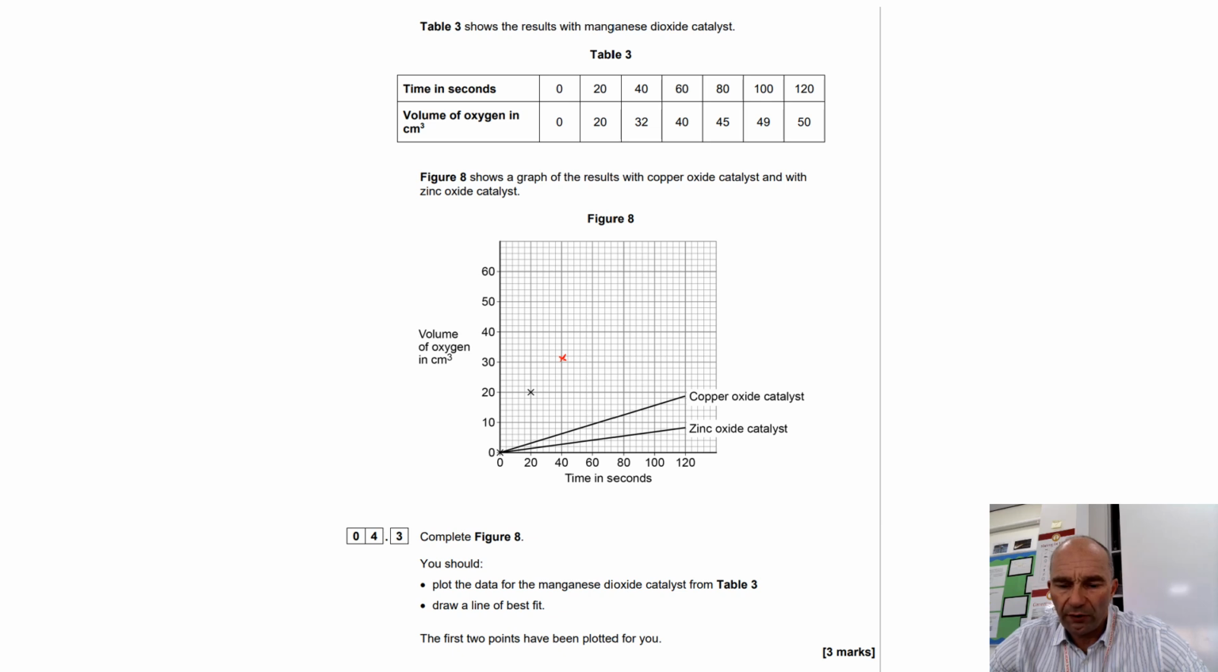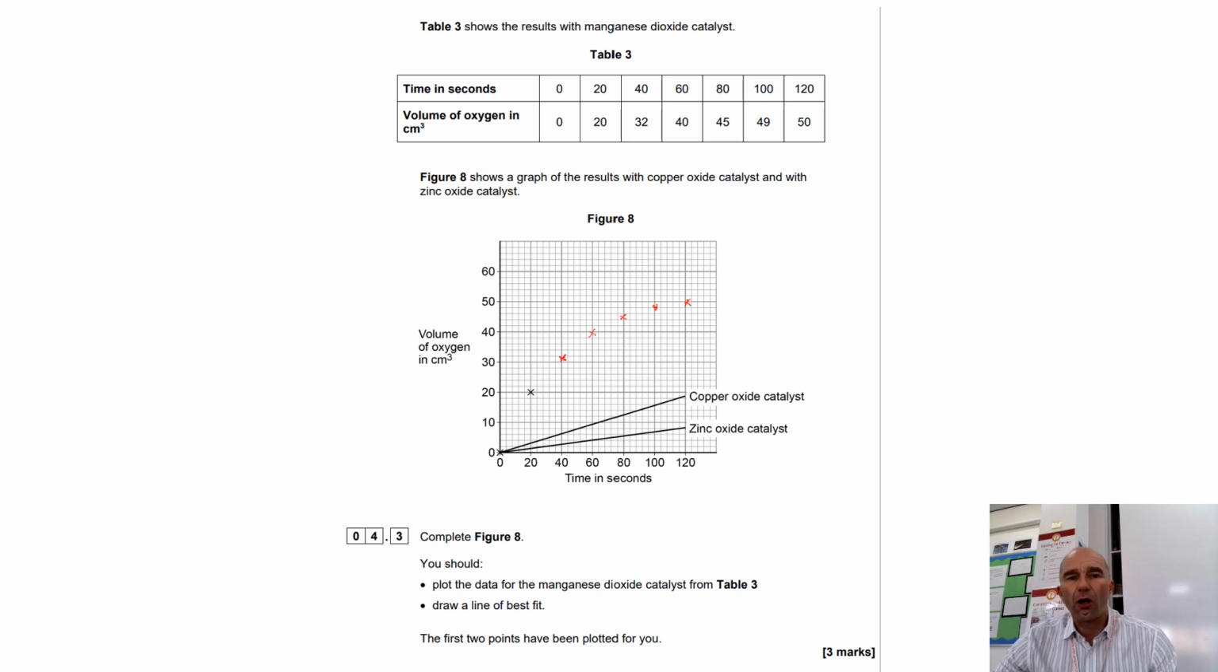Be careful with your scale. Going up the side, from 40 to 50, that's split up into 5, so each small square is worth 2. So at 60, we're going to 40, at 80, we're going to 45, so that's midway between the 2. 100 is going to be 49, that's midway through that square, and then 120, 120 seconds, we're going up to 50. So we've got 2 marks just by plotting that accurately.